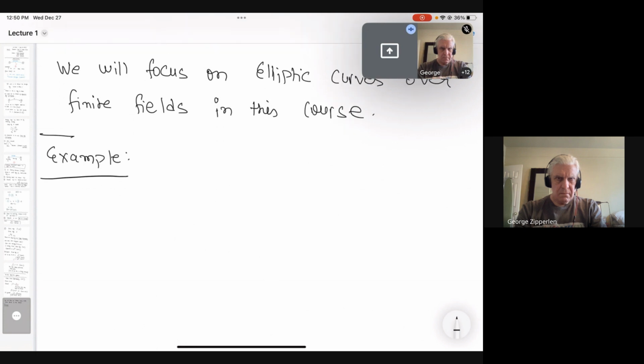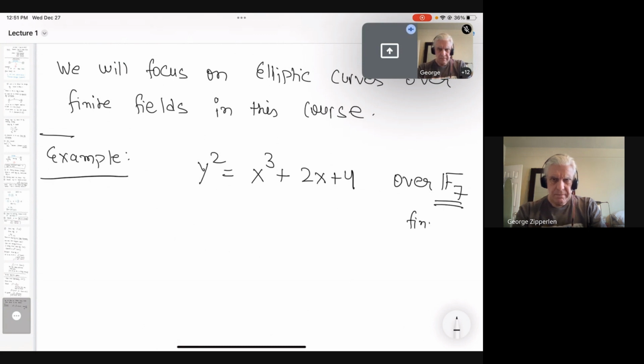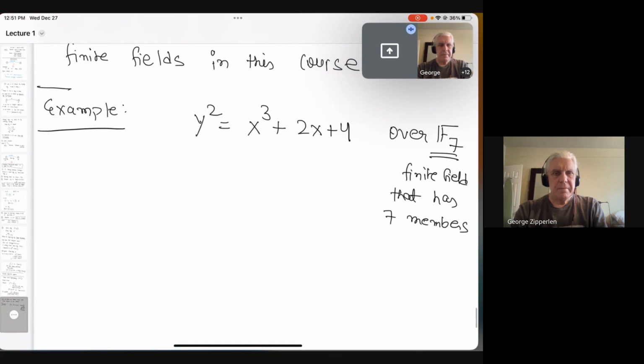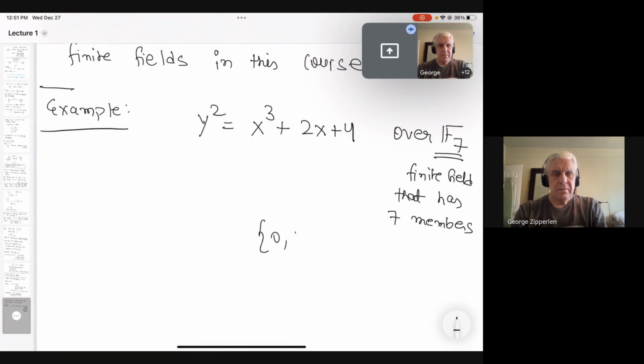So you can actually go back and verify this or read this again. So let's take y square equal to x cube plus 2x plus 4. And I'm thinking of this over a finite field F7, let's say. What is this F7? Well, this is a finite field that has only 7 members. And what do these members look like? Well, it's something that you already saw before. The elements look like 0, 1, 2, 3, 4, 5, 6. So there are 7 members.